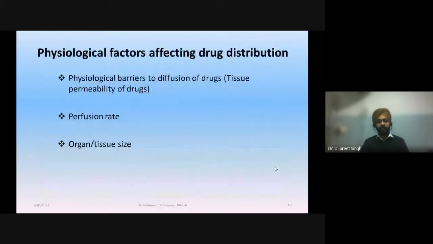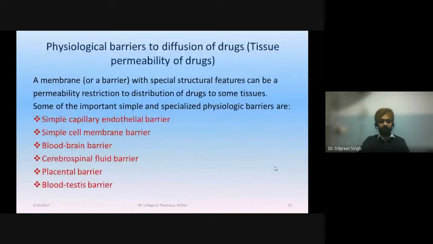What are the physiological factors affecting drug distribution? There are three major factors: the physiological barrier, which imparts the tissue distributability of the drug, the perfusion rate, and the organ or tissue size. When we talk about the physiological barrier, some important and specialized barriers which impart tissue permeability of the drug include the simple capillary endothelial barrier, simple cell membrane barrier, blood-brain barrier, cerebrospinal fluid barrier, placental barrier, and blood testicular barrier.